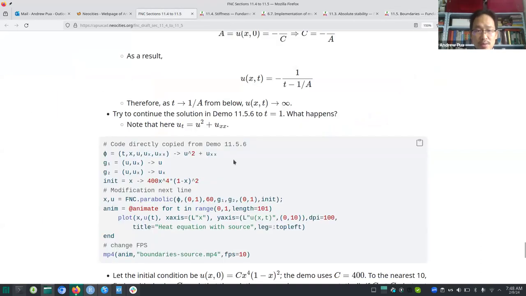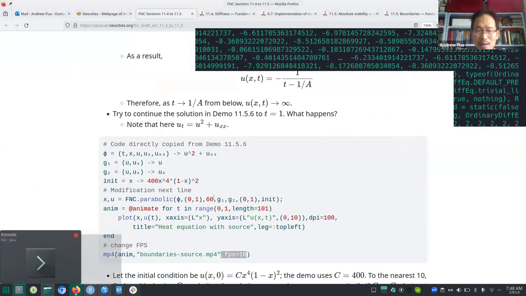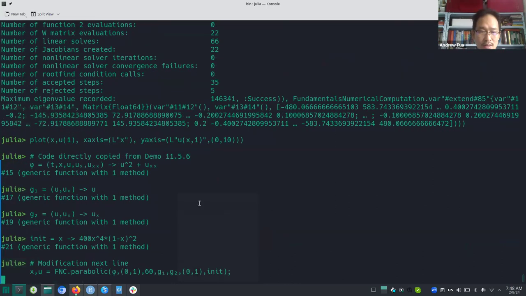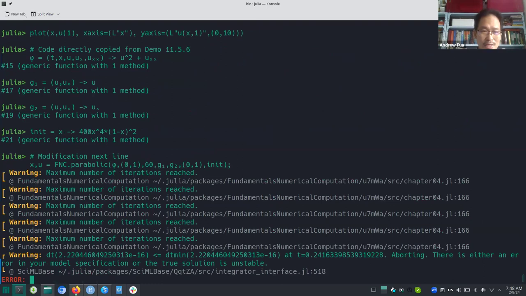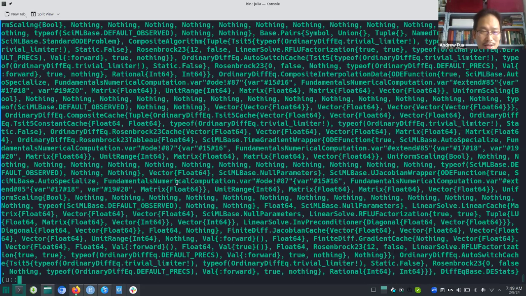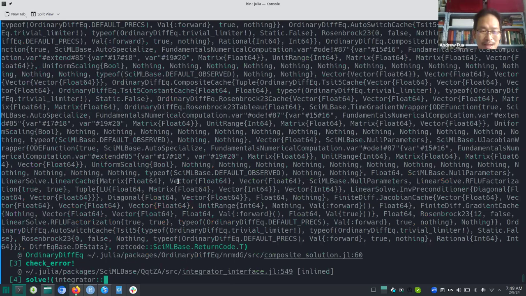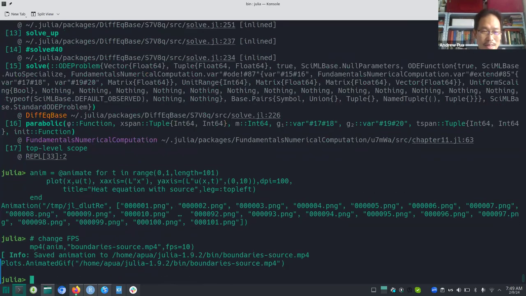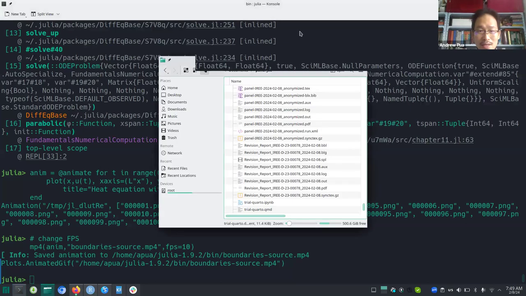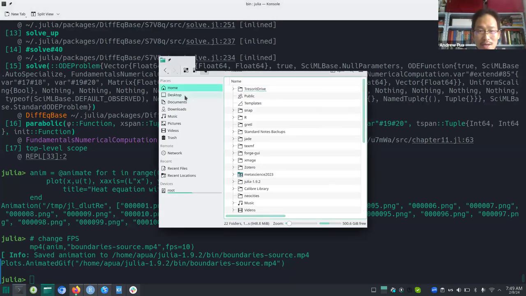Let me just put this down, okay? This time you just change the time span to 0 to 1, okay? And then I just changed the frames per second for the animation so that you can see it much better. So let me just put that up. See, it already has these errors, okay? But that doesn't stop us from looking at the solution. Okay, Julia, there.